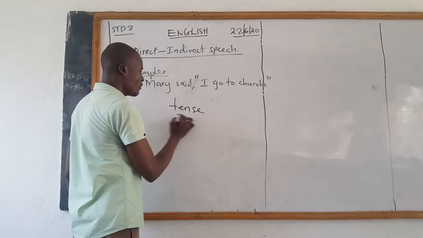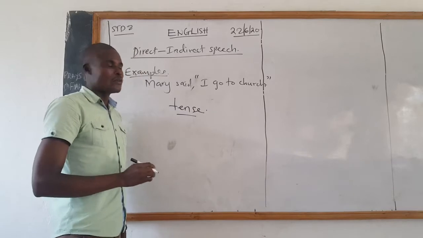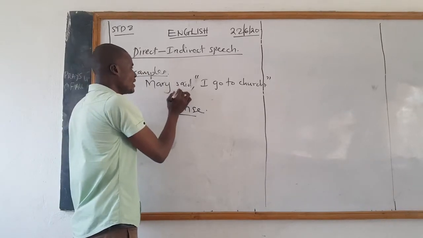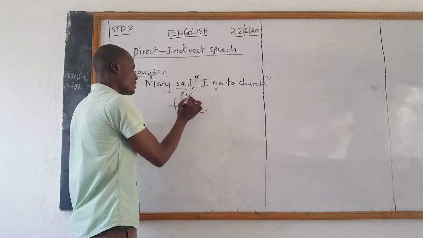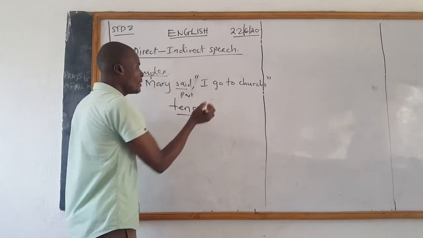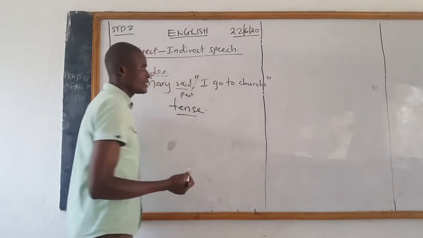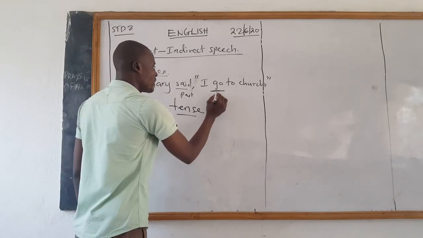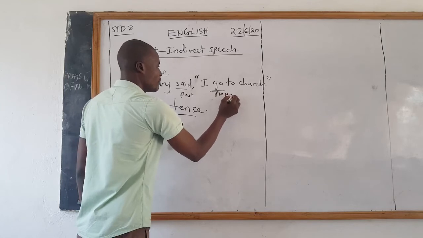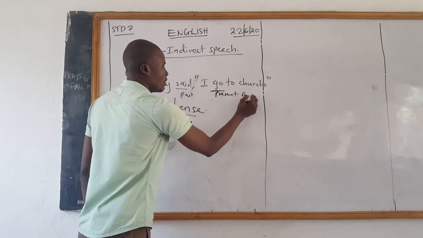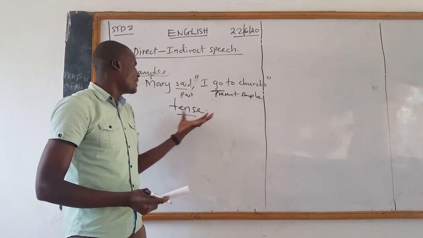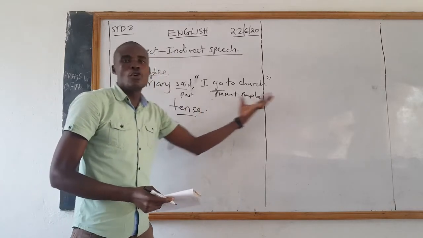In this particular topic, learner, the tense of the sentence matters a lot. We look at the tense. Like here, we are talking of Mary said. So said here means it is in past tense. And what did Mary say? Mary said that I go to church. Look at the verb, that tense, go. Go is in present simple. Meaning it is something that happens all the time.